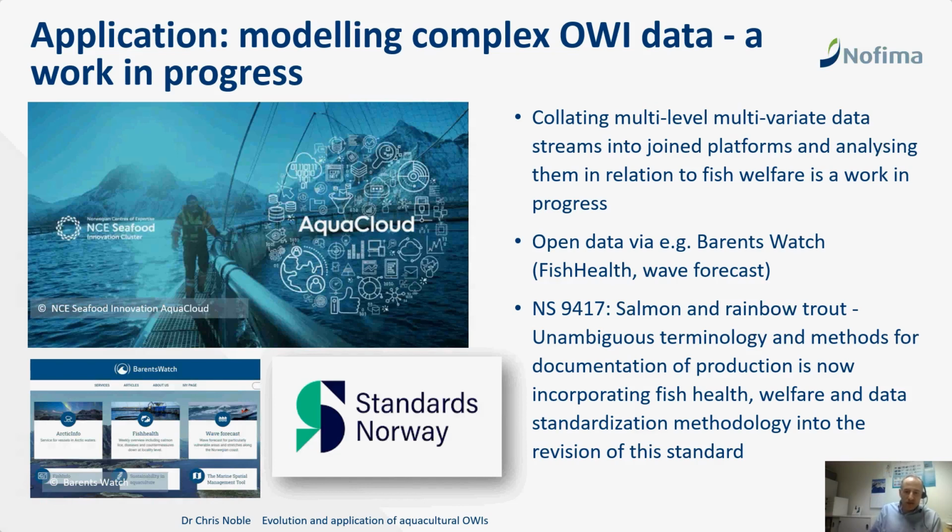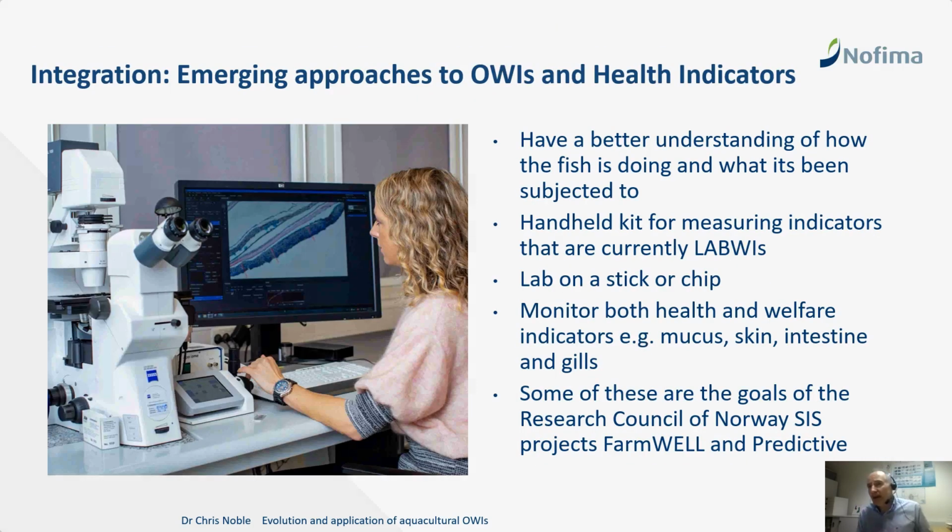And much of these workflows are in synchrony with the NS 9417 standard for unambiguous terminology and methods for documenting the production of salmon and trout, which has been refined at the moment, and it's been updated to incorporate fish health, welfare, and data standardization. And then you can integrate the toolboxes that we have.